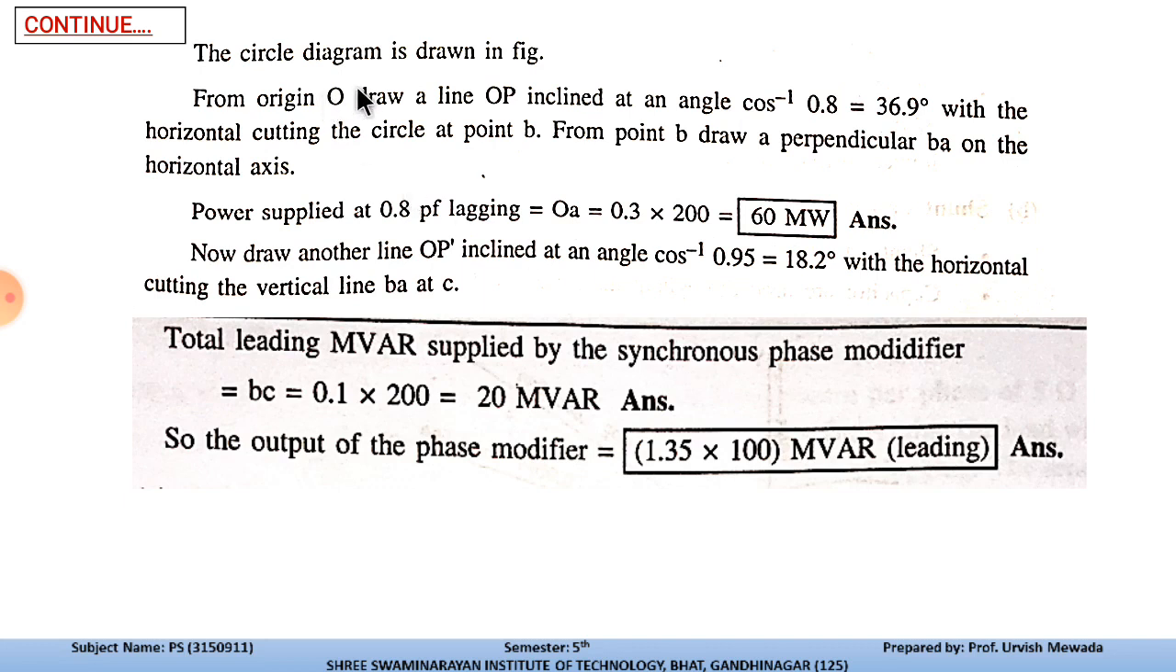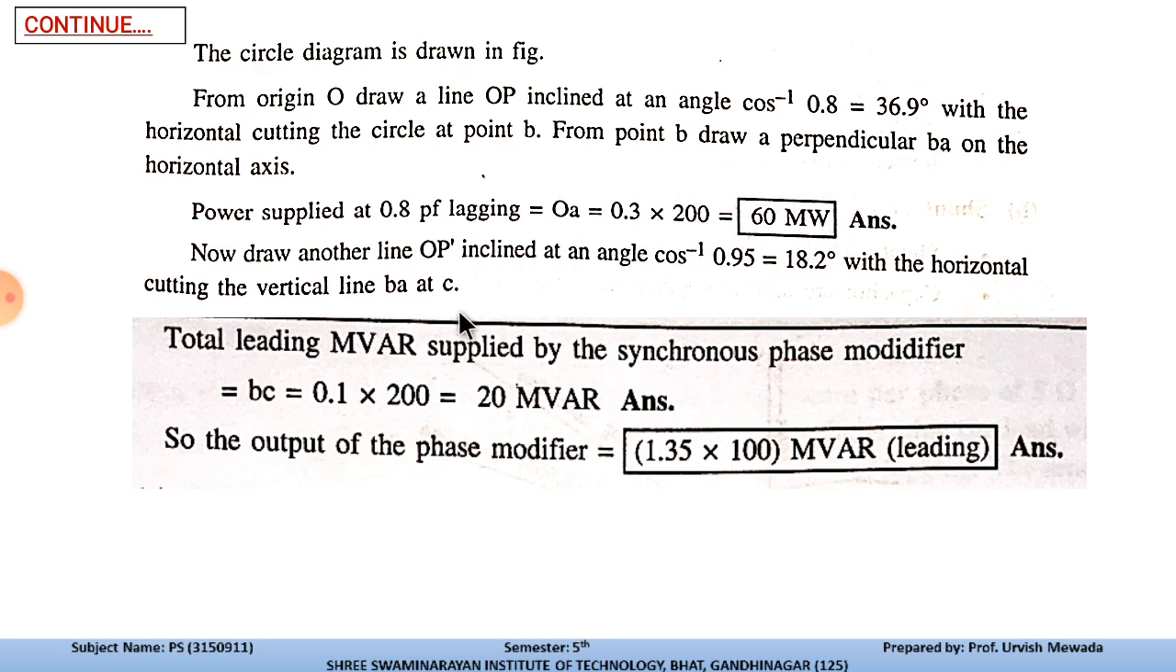So in the circle diagram drawn in this figure, from origin O draw the line OP inclined at angle cos inverse 0.8, say 36.9 degrees, with the horizontal, cutting the circle at point B. From point B draw a perpendicular BA on the horizontal axis. For power supplied at 0.8 power factor lagging, the dimension of OA is 0.3, multiplied with the power scale, so the power supplied is 60 megawatts.